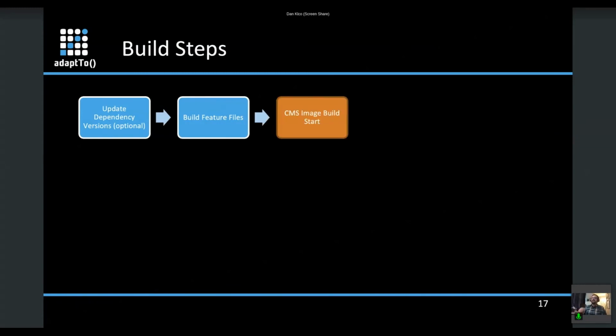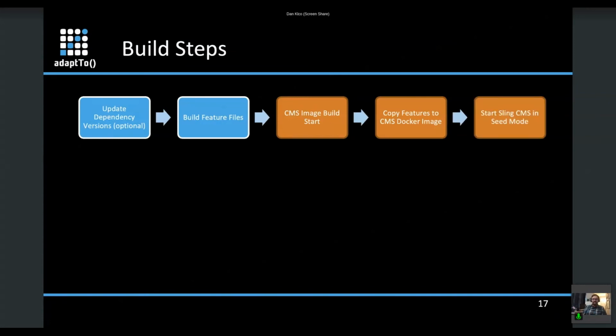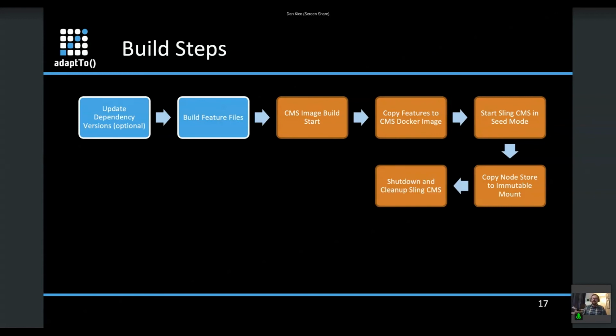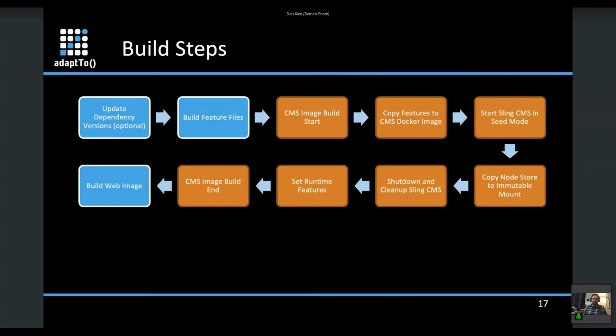It will then start up the process of building the Sling CMS image, which first copies the features to the CMS Docker image, starts the Sling CMS in seed mode, and then once it's fully started, it actually shuts it down and then copies the node store to the immutable mount. So it's essentially just a directory there. But it waits for it to get a 200 response, and then shuts it down, copies that over, and then shuts the whole thing down and cleans it up so that we keep the Docker image as reasonable as possible. It's still a pretty big Docker image, but it's not enormous. And then it sets all the runtime features. That's the end of the build for the CMS.